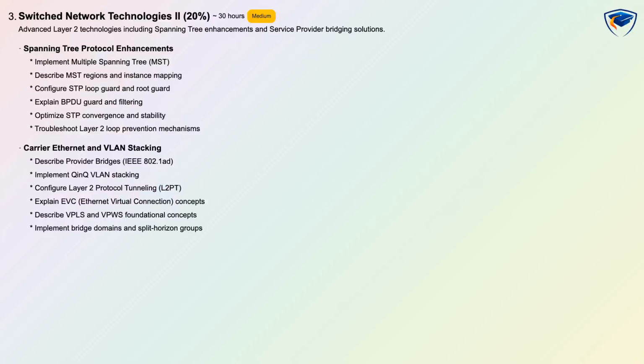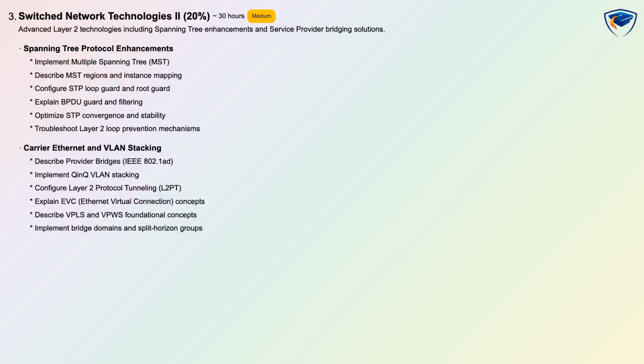Switched Network Technologies 2 represents 20% of the syllabus, is medium difficulty, and requires about 30 hours of study with hands-on and conceptual assessment. This domain covers advanced Layer 2 topics such as spanning tree enhancements and service provider bridging solutions to maintain stability and scalability.